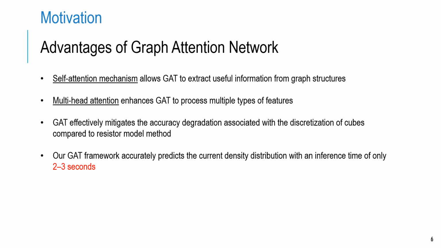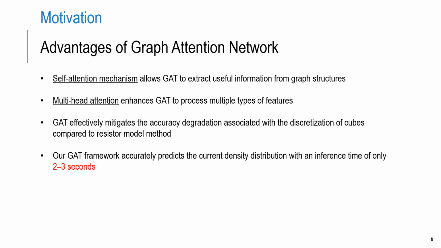Therefore, our work proposes a graph attention network-based framework to obtain fine-grained current and voltage distribution. Graph attention networks offer several key advantages. First, the self-attention mechanism allows it to extract useful information from graph structures. Second, the multi-head attention enhances its ability to process multiple types of features. Third, it effectively mitigates the accuracy degradation caused by the cube discretization in the TSV resistor model.